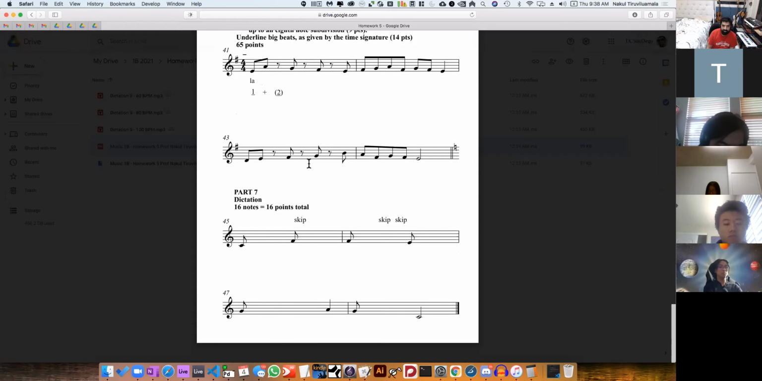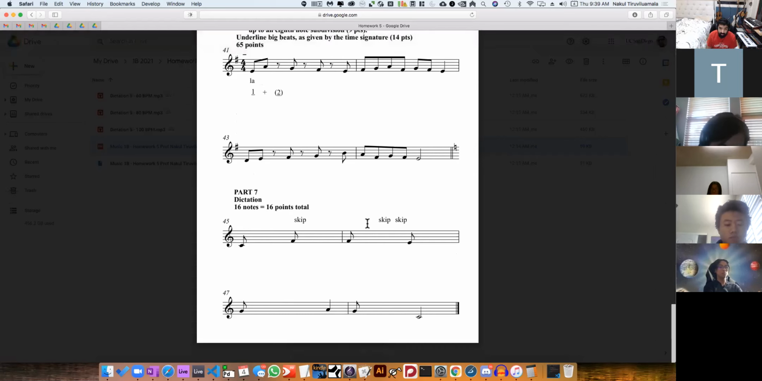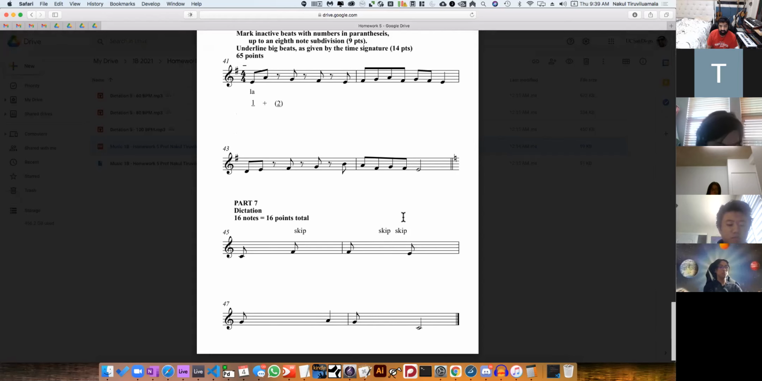And as usual, dictation. What I've been doing for the last couple of dictations is giving you a few hints, so hopefully these hints help you. When I say skip, it doesn't have to be a third. I should say a leap or a skip, right? It's not necessarily a third. It could be a fourth. It could be a fifth. So just keep that in mind.